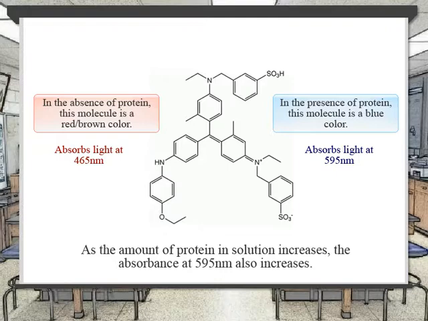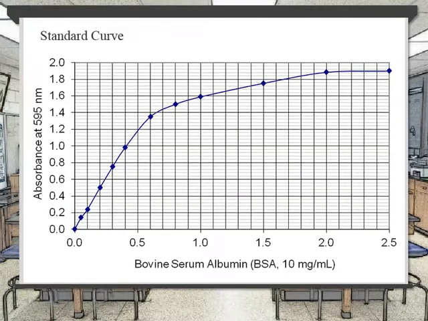A standard curve is a graphical representation of the absorbance of the Coomassie blue dye at 595 nanometers when it is in the presence of various concentrations of protein.